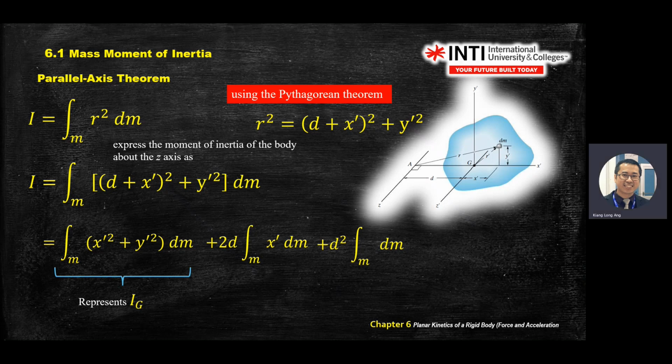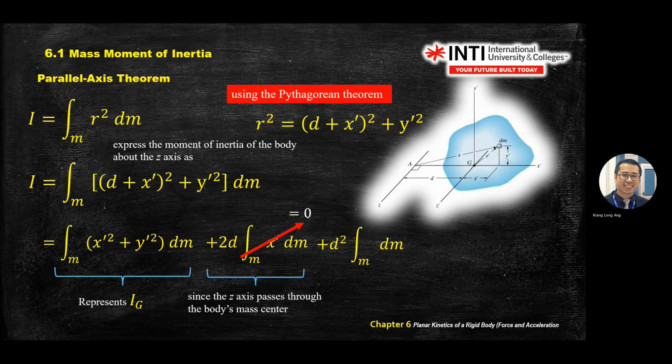If you look at this diagram, x prime square plus y prime square equal to what? From where? Center of mass. So the first one gives you the second moment of inertia from center of gravity. Okay. Second one. The second one equals 0 because it passes through the z-axis from the center of mass.